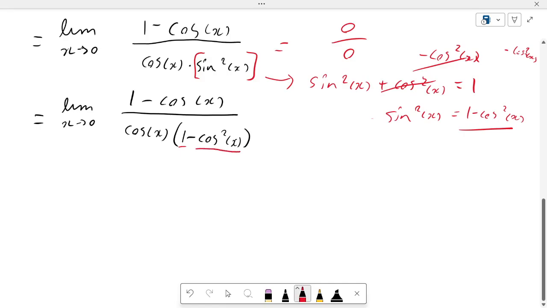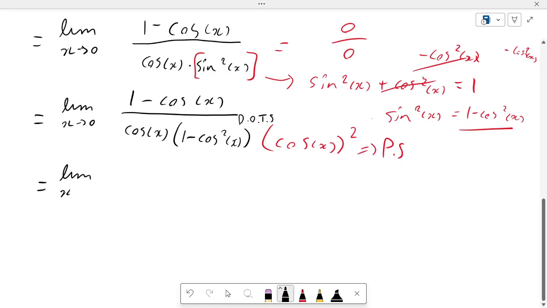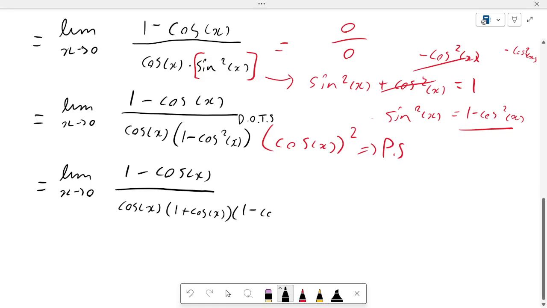And cos square x, we can write as cos of x all squared, which means it's a perfect square. So this is actually a difference of two squares, and then we can write it like this: the limit as x approaches 0 of 1 minus cos of x, all over cos of x multiplied by 1 plus cos of x multiplied by 1 minus cos of x. Okay, so it's a difference of two squares.